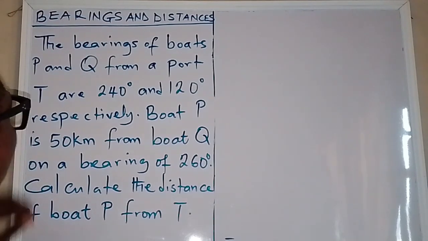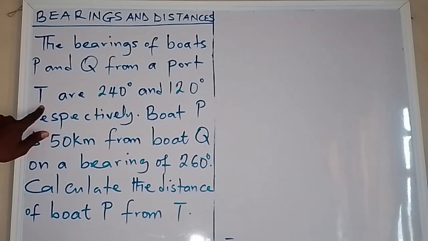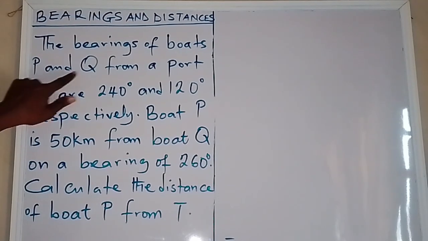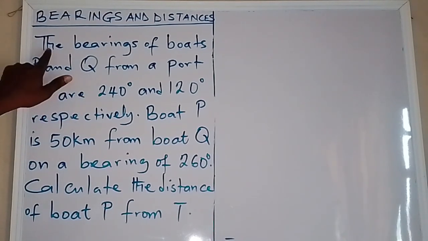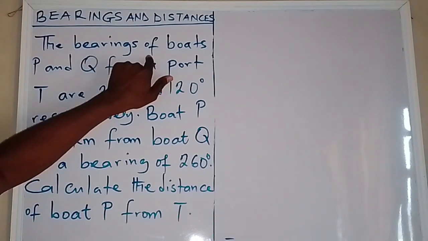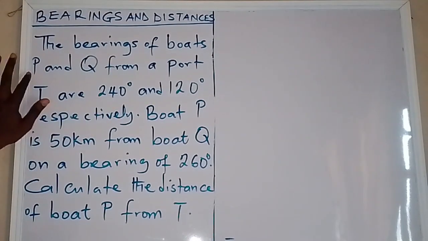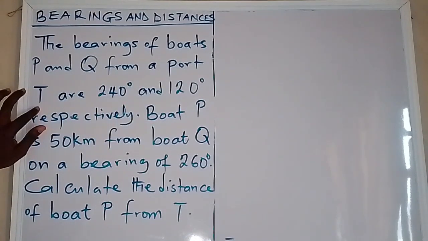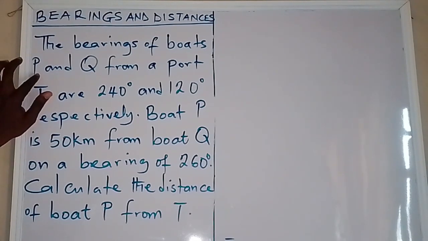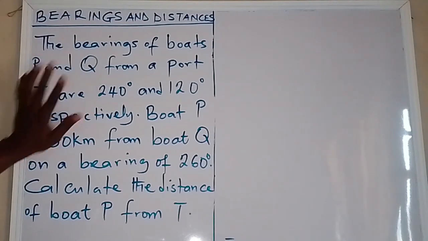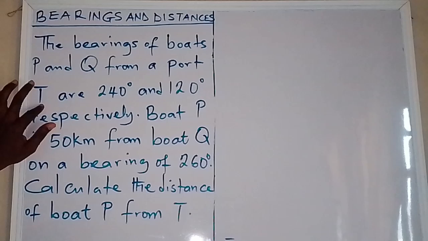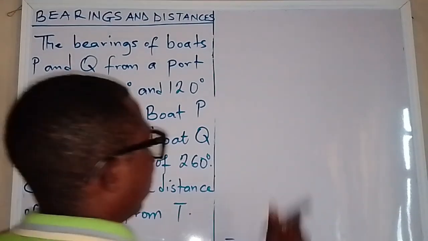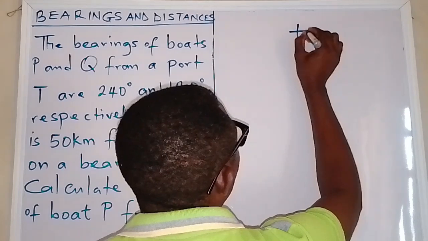Alright, so you will see that port T determines the position of P and Q from the question. The bearings, that is the position of both P and Q, from where? From port T. So these bearings determine the position of P and Q. That means the first thing is to locate this point T. So let's call this place point T.